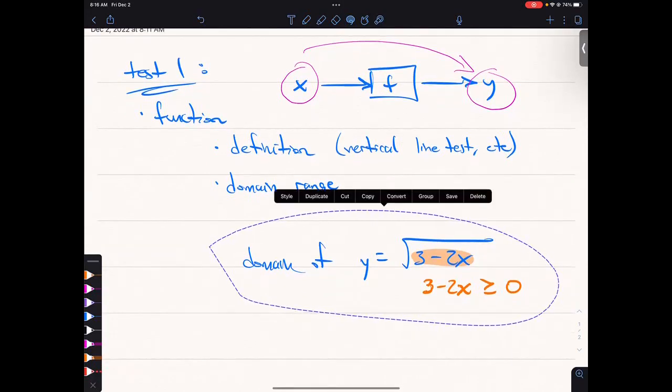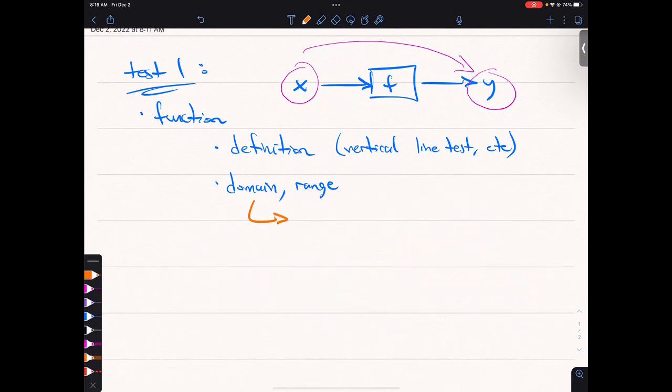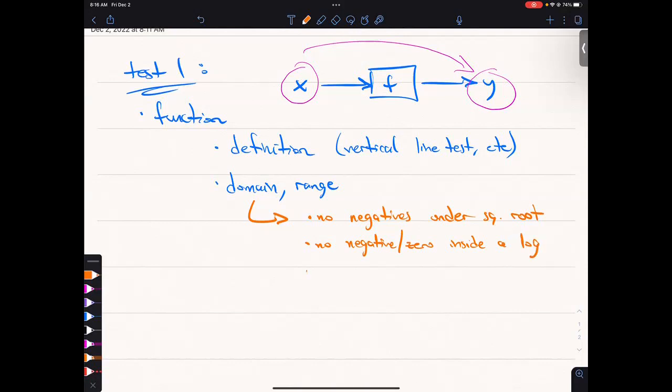Maybe I'll just make a note of those things. No negatives under a square root. No negative or zero inside a log. And no zero in the denominator of a thing because you can't divide by zero. These are really good sentences that I'm putting together here. I don't know if you noticed in any English class, folks.